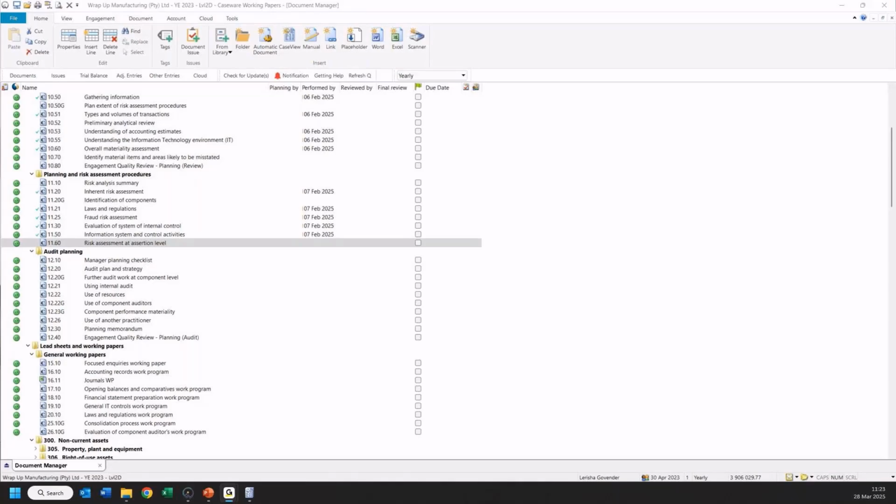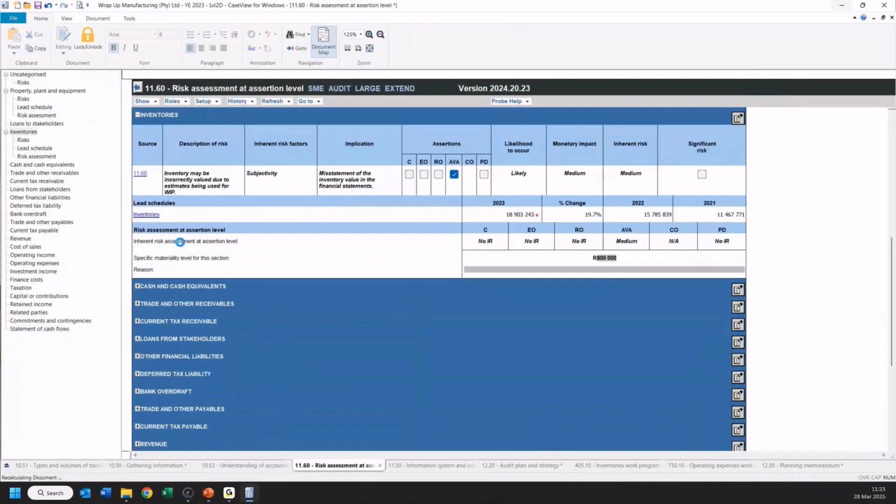Right. Good. So now we're going to go and have a look at 1160, the risk at assertion level, to see how we document all of these considerations that we had for, in our case, the inventory and operating expenses sections. So this is now 1160. It's basically like our last document for risk assessment that we have.